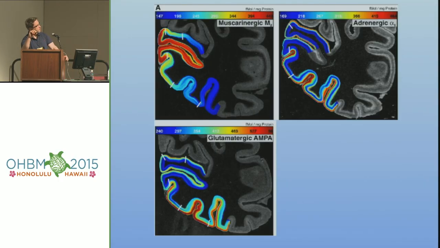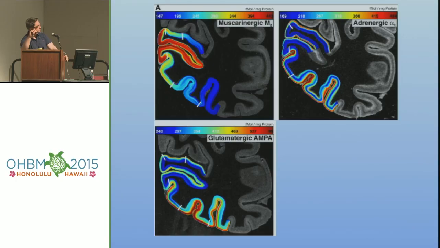And now, interestingly, if you look at, for example, the glutamatergic AMPA receptor, we see a different pattern, but a pattern indicating the same transitions. So here the primary visual cortex is a low receptor density, and then when we go to the secondary cortex, the upper cortical layers all of a sudden have a higher AMPA receptor density.